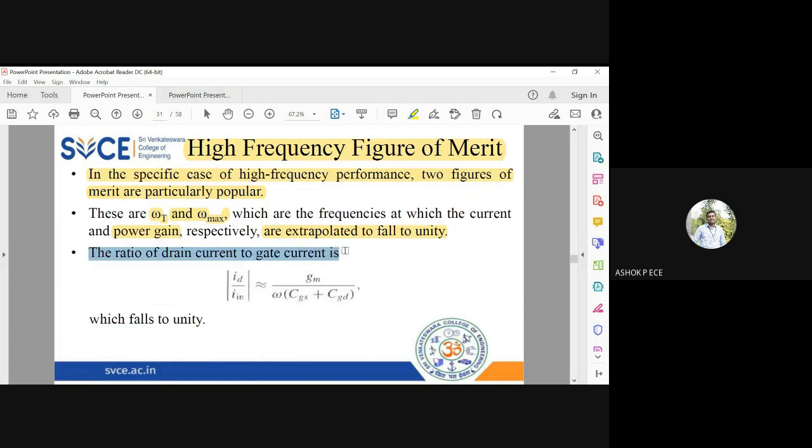After analyzing the MOSFET, they found the relation between output current and input current. Output current is ID, the drain current, and input current is IN. Approximately, you have the expression Gm by omega into (CGS plus CGD). So this is the current gain. If I equate this expression to 1, I can get the value for omega T. I have to replace omega by omega T and equate this current ratio to 1.